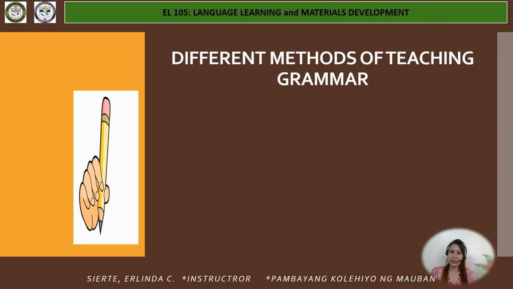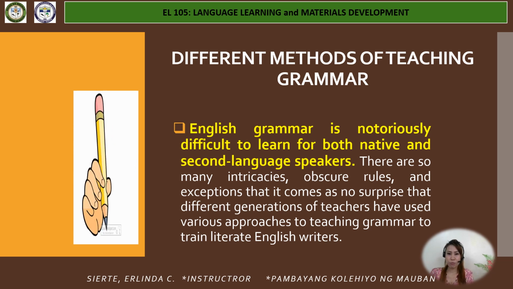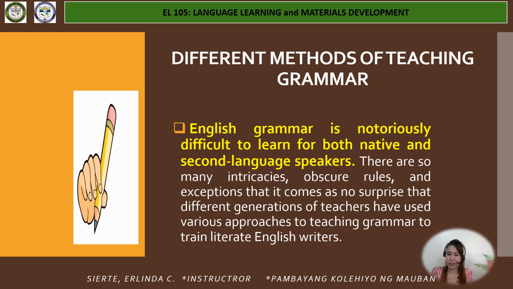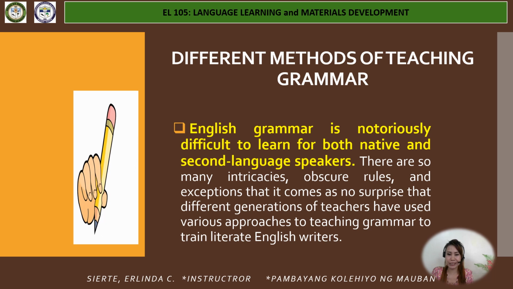Now, there are different methods of teaching grammar. So what are those? English grammar is notoriously difficult to learn for both native and second language speakers. There are so many intricacies, obscurities, and exceptions that it comes as no surprise that different generations of teachers have used various approaches to teaching grammar to train literate English writers.